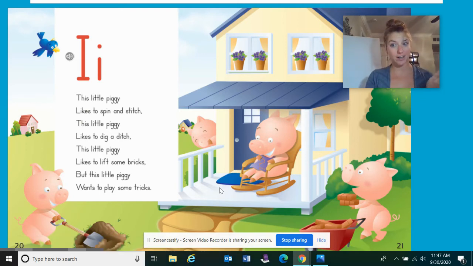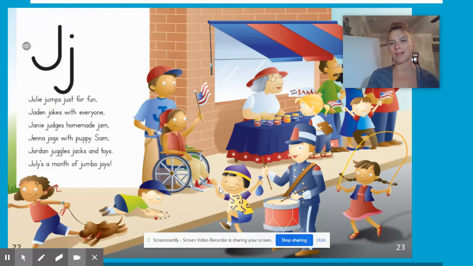All right, that's our letter I. Let's talk about our letter J. What do you see in this picture?